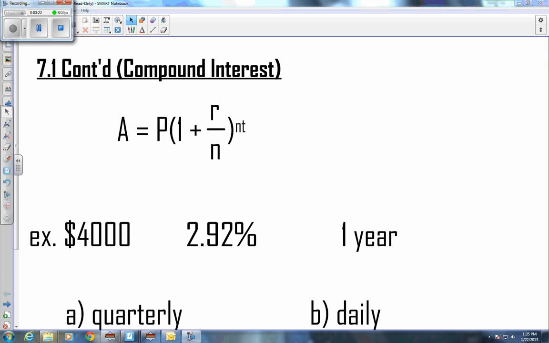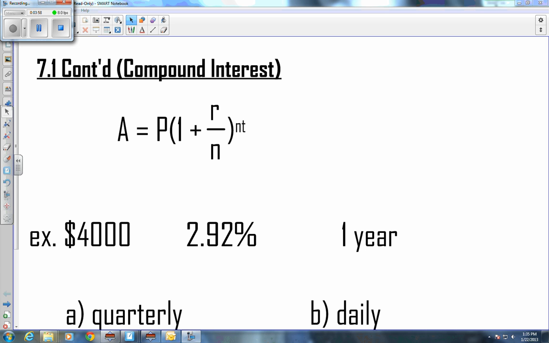Now, think about it for a minute. Let's say I wanted to know how much money I had in this account at the end of 10 years. I would have to do this process 40 times. Because you have to add the interest, figure it again. Add the interest, figure it again. You can't skip, because each time you're doing interest on your interest. So you have to do it 40 separate times.